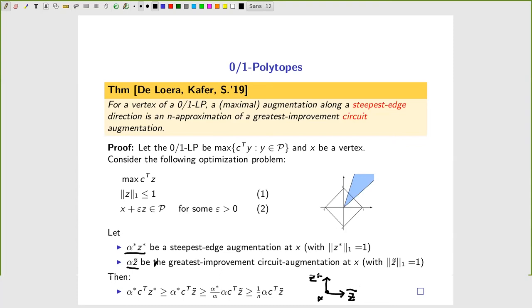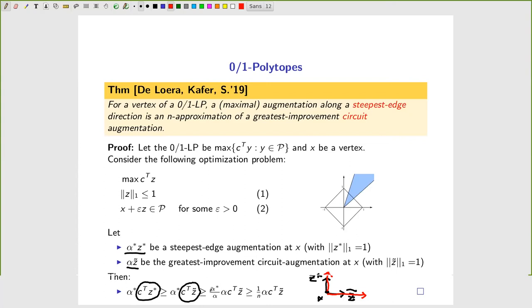So in particular, if I ignore alpha star, the objective function of Z star, C transpose Z star, is clearly greater than the objective function C transpose Z tilde, because both Z star and Z tilde are feasible solutions here. So the reason why at X the greatest improvement selected Z tilde instead of Z star is because alpha star, because here you can probably move longer than how much you can move here. Because if you just look at C transpose Z, Z star would be better because it has a better objective function value.